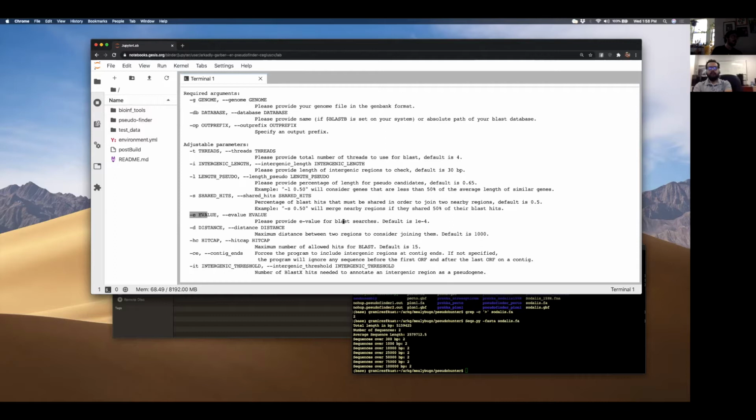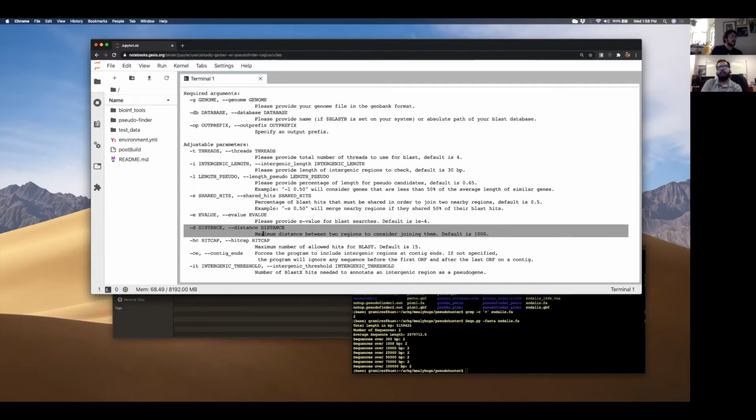E-value, this is for blast. So E-value is how stringent you want to be with the blast search. Default is 10 to the minus 4. You could be more stringent than this, and you can say 10 to the minus 10, just to recruit something that's more closely related.